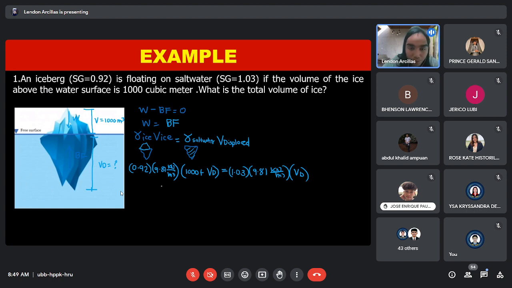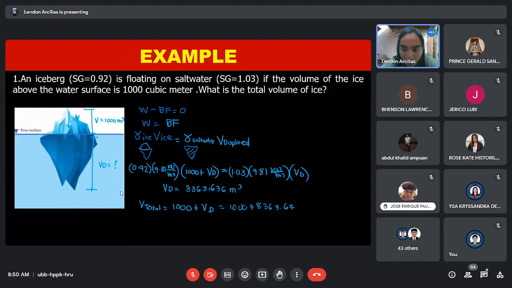So, makukuha mo yan using shift solve. The volume displaced is 8363.636 cubic meter. Okay? So, ang hinahanap dito kasi, what is the total volume of the ice? So, meaning, ang total volume ng ice is equal to 1,000 plus the volume displaced. So, 1,000 plus 8363.636 cubic meter.